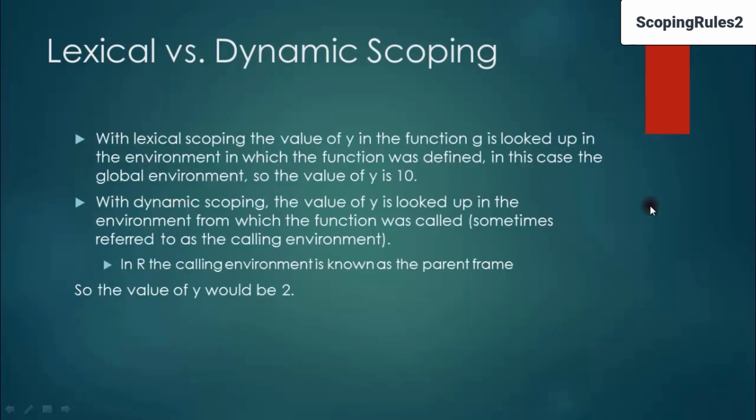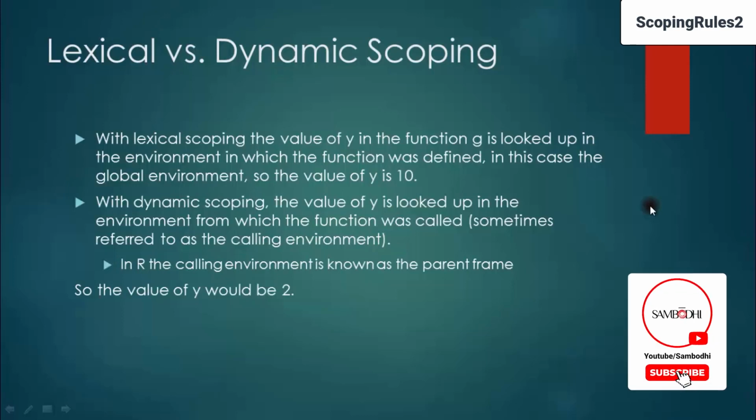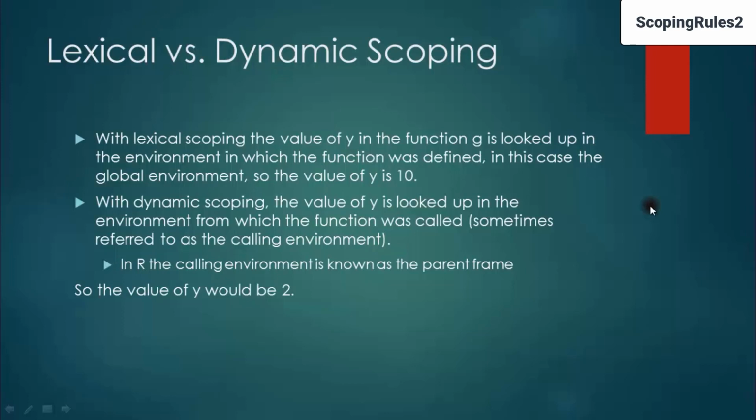Moving on, with lexical scoping, the value of y in the function g is looked up in the environment in which the function was defined. We are still going on with the previous example. In this case, it is the global environment, so the value of y is 10. Dynamic scoping is when the value of y is looked up in the environment from which the function was called, sometimes referred to as the calling environment. In R, the calling environment is known as the parent frame. So the value of y would be 2.